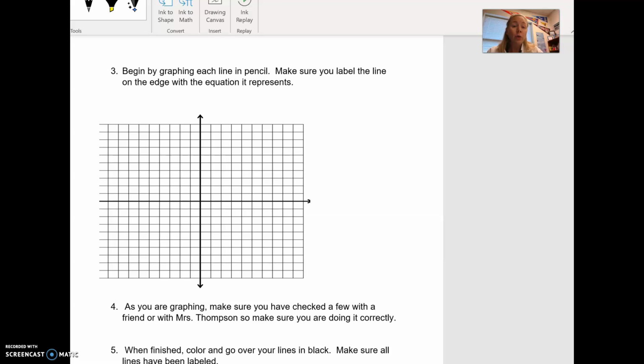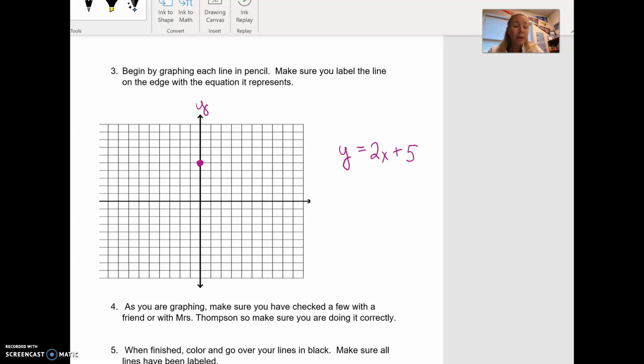Let's say one of your equations is y equals 2x plus 5. So let's say you need to graph that equation. So on your graph paper, you're going to start, of course, with your y-intercept, which is 5. So on my y-axis, I'm going to start at the origin and go up 5 units. 1, 2, 3, 4, 5. And I'm going to make my dot. That is your starting point, remember, when you are graphing a line.